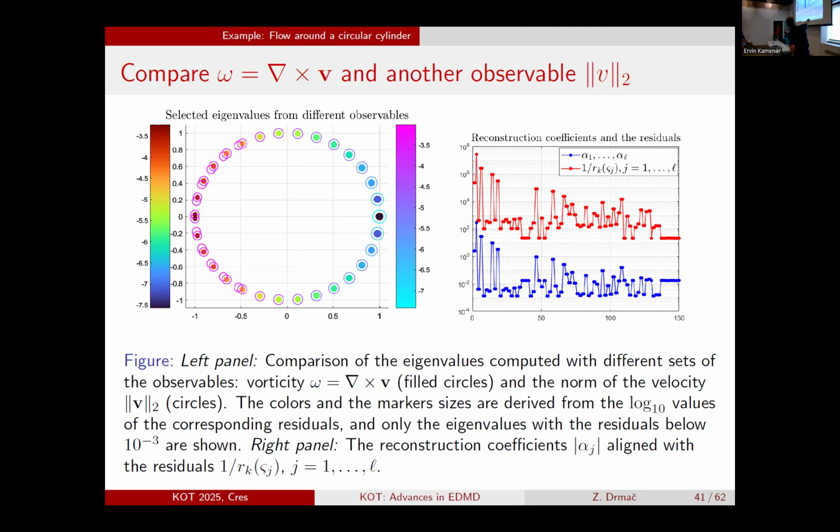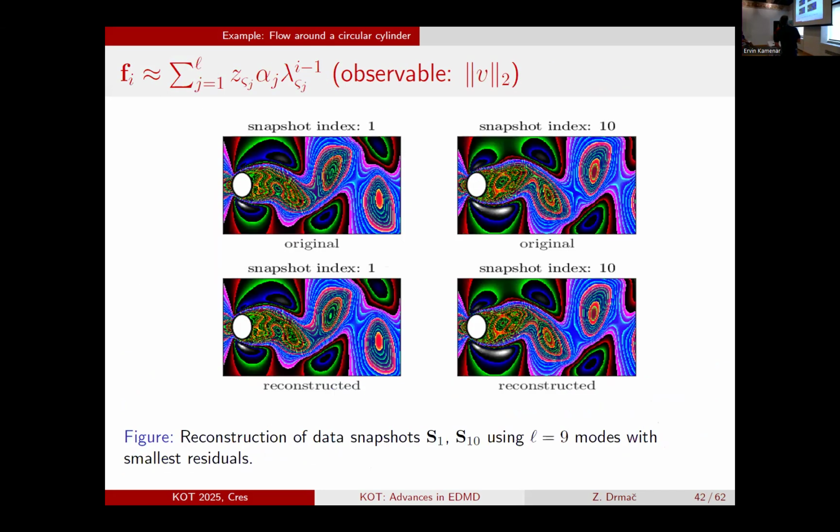So here the inner and outer circles are velocity, vorticity, and velocity. So basically this residual bound somehow picks the right ones. Again, here just a visual inspection with only 9 modes. You can compare. This is the original, this is the reconstructed. Fine details, if you really zoom in, they are well reconstructed, although you use a really small portion of the modes.